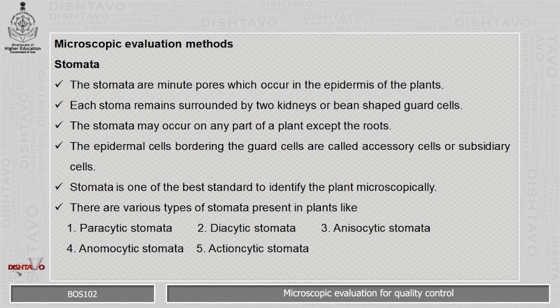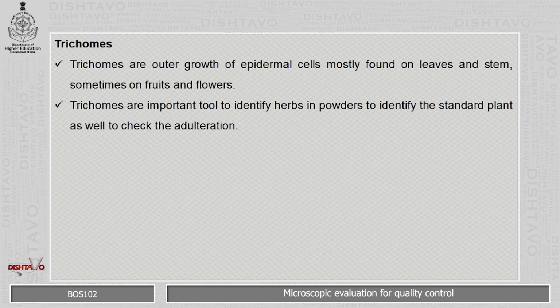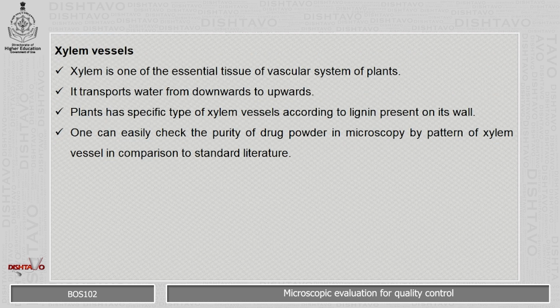So first we have seen stomata. Stomata can be used as one of the best standards to identify the plant microscopically because the type of stomata present may vary from plant to plant. Again, trichomes are also an important tool to identify herbs because the type of the trichome present may vary. Then starch grains and xylem vessels. So these are some of the methods which are used for microscopic evaluation.